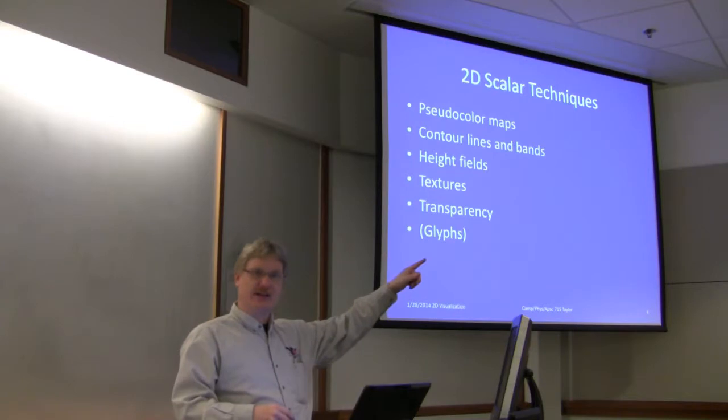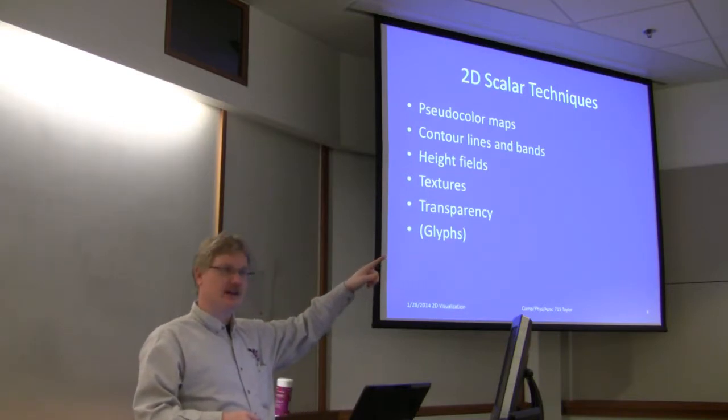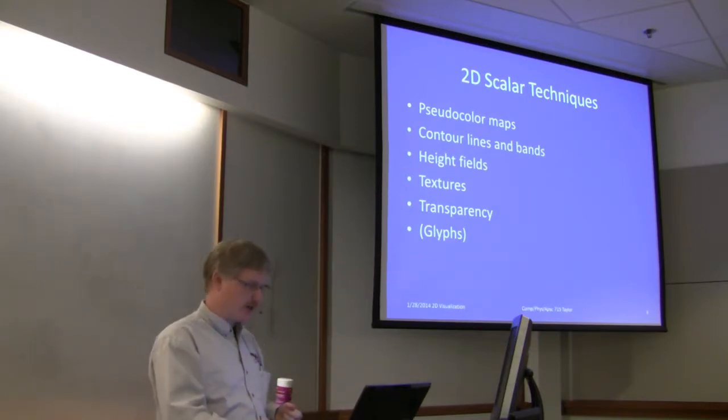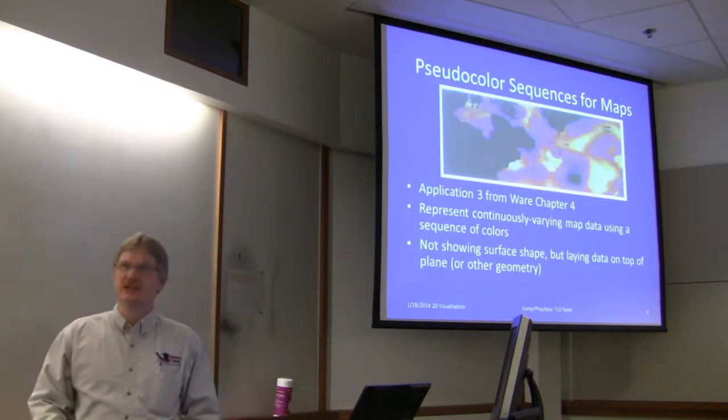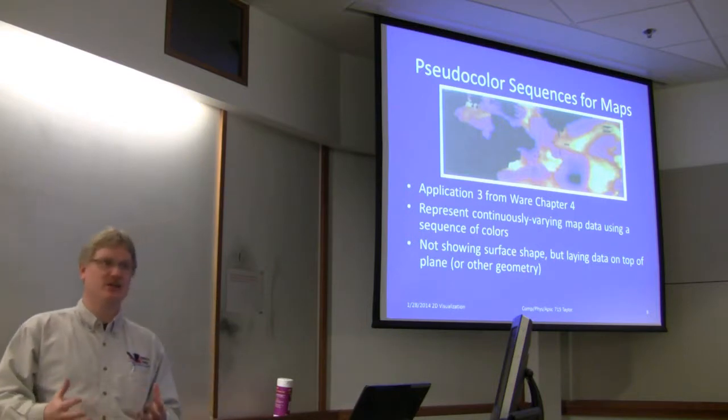Glyphs are going to come in a later lecture on multivariate display, and I'll talk about them more as we go on. All right, so a pseudo-color sequence. The reason it's called a pseudo-color is it's not intended to be a color of any actual object.